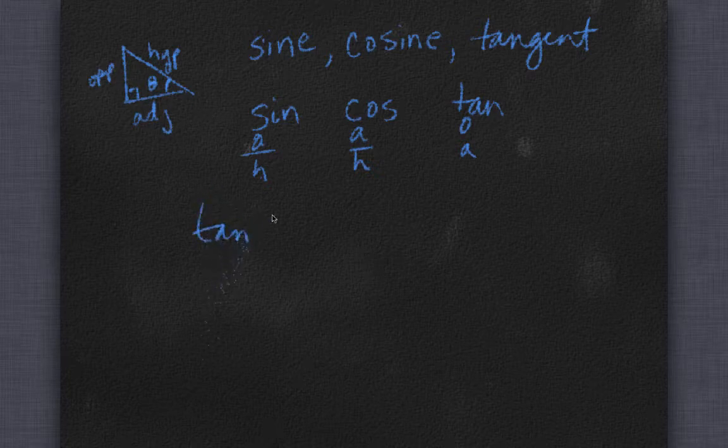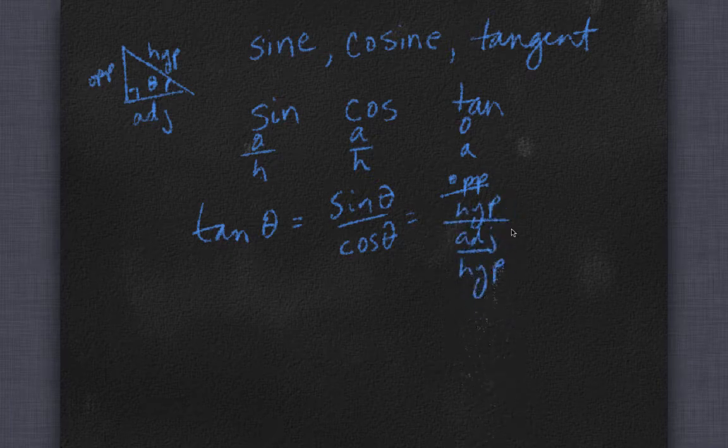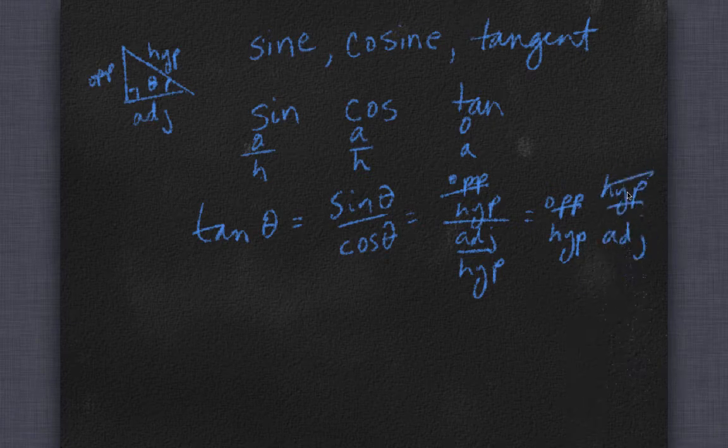Now, in real life, tangent theta is defined to be sine theta over cosine theta. So that, for us, in these right triangle situations, is opposite over hypotenuse over adjacent over hypotenuse. So you invert and multiply, you get opposite over hypotenuse times hypotenuse over adjacent. The hypotenuses cancel, and you end up with opposite over adjacent. So that's what makes that so.